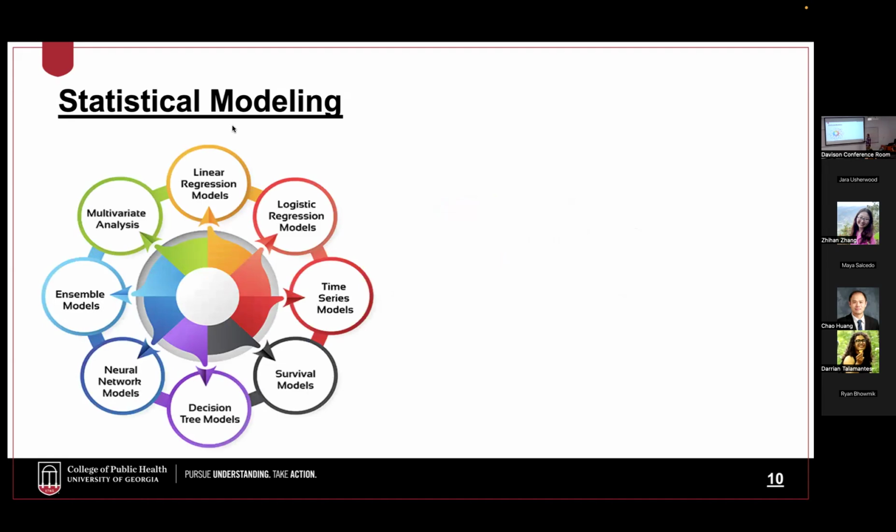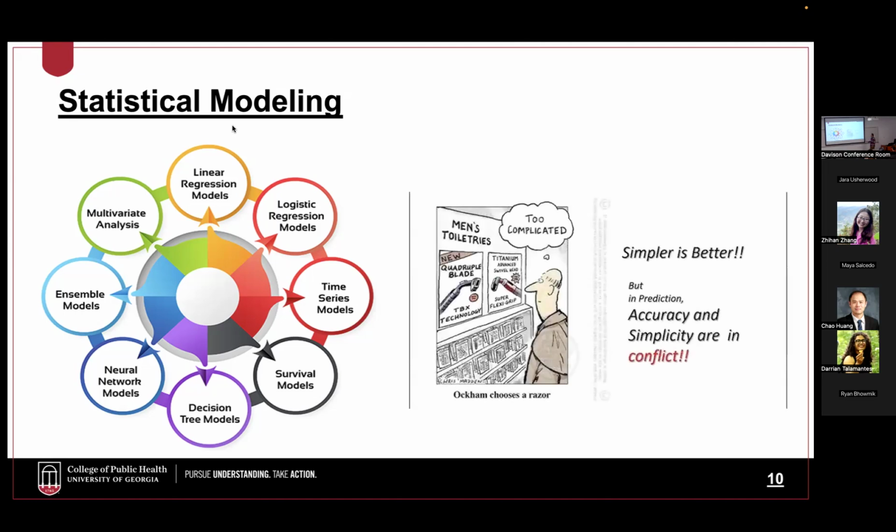Here are some examples of statistical modeling, like the linear regression model. It depends on what kind of problems you want to solve. If you just want to investigate the association between the imaging and some clinical variables, you can use a linear regression model or multivariate analysis. If you are interested in predicting the survival status of your patients, you can use survival analysis.